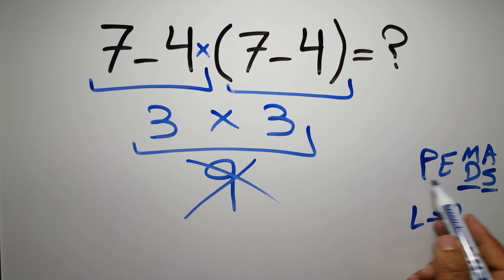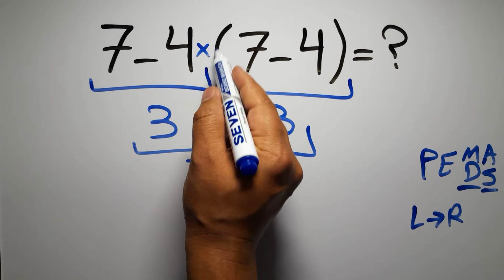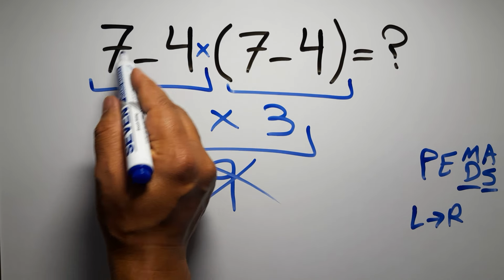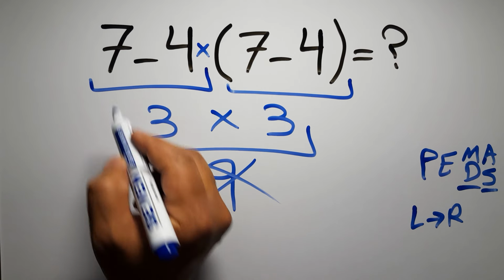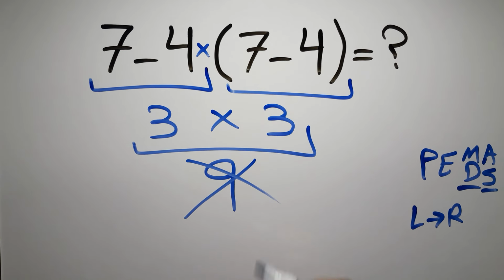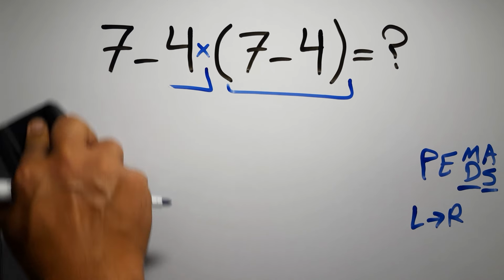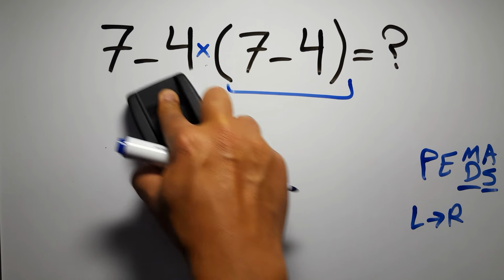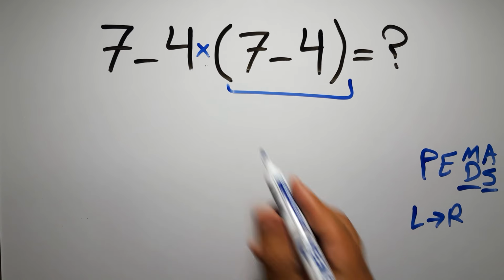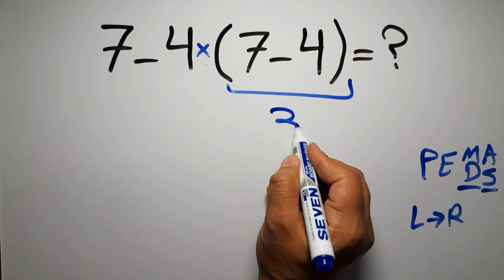Okay, so according to the PEMDAS, first we have to do this parenthesis, then this multiplication, and finally this subtraction. If we do this subtraction before this multiplication or this parenthesis, it is wrong. So first this parenthesis. 7 minus 4 is just 3.